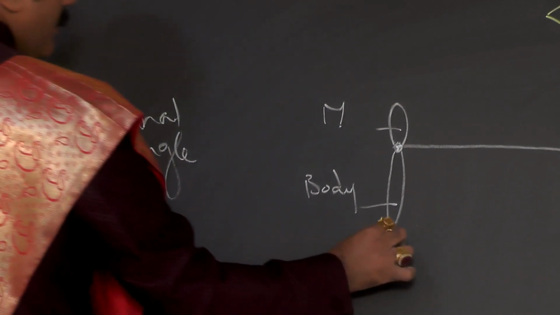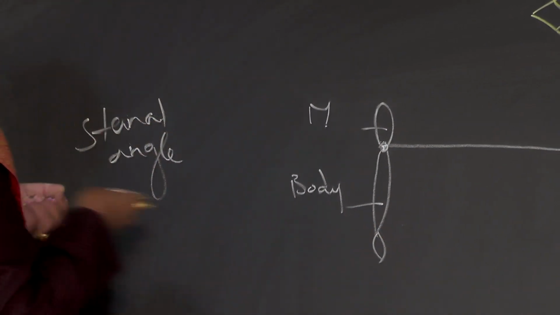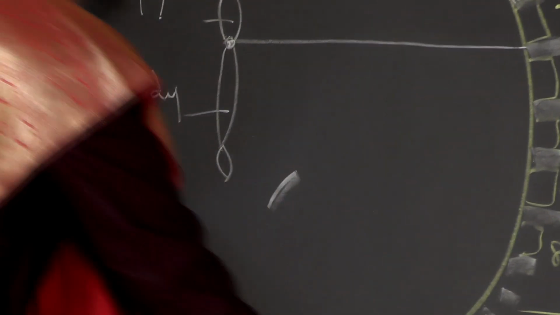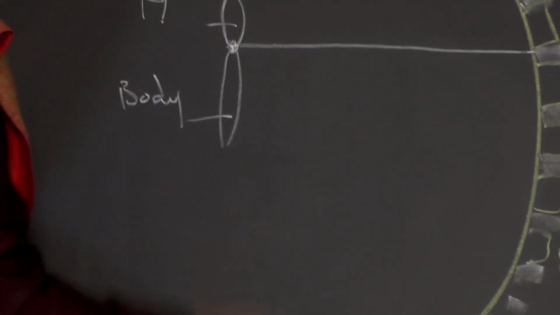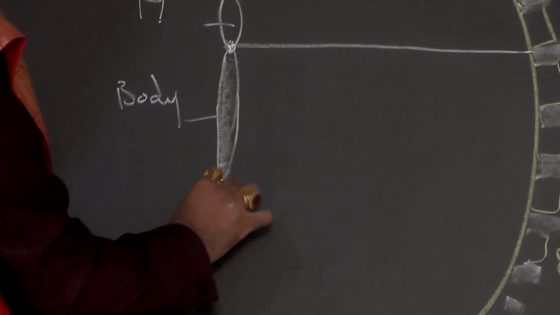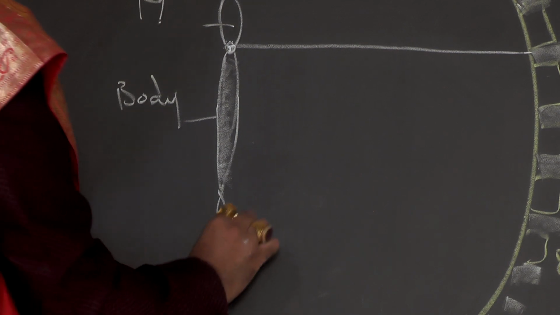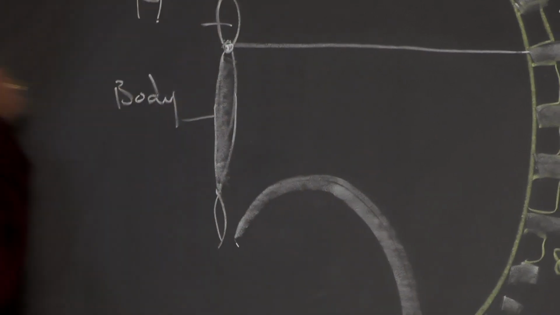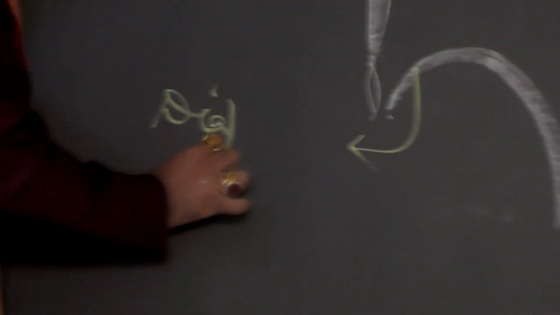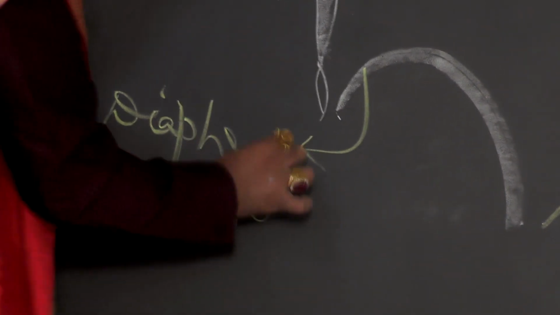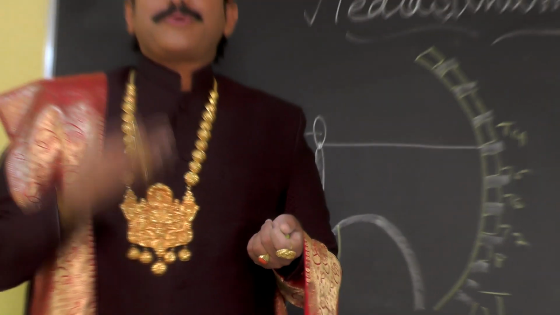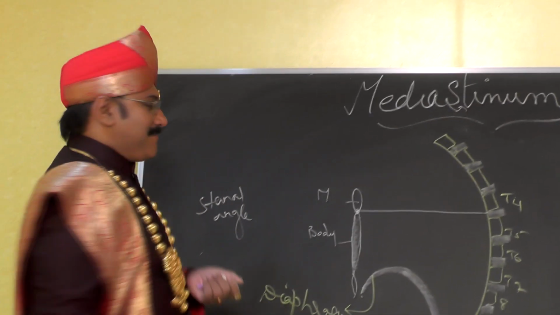Okay, and here you have got the xiphoid process. We will make the body a little bigger. This is the lateral view of the sternum, and here is the xiphoid process. And here this is the diaphragm, which is the musculo-tendinous partition of the trunk. The trunk is divided into upper thorax and lower abdomen because of this diaphragm.